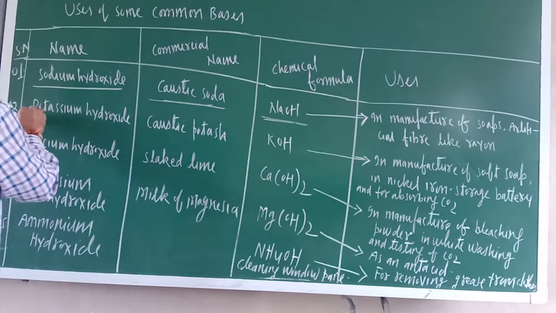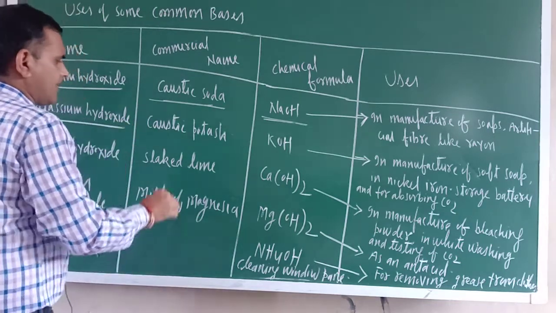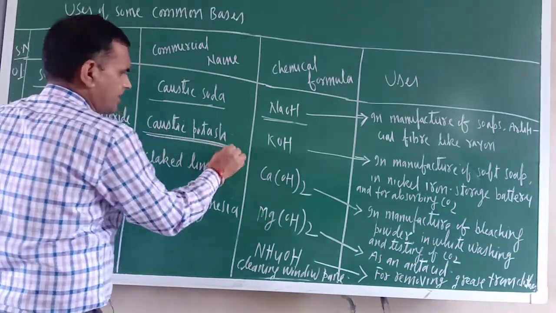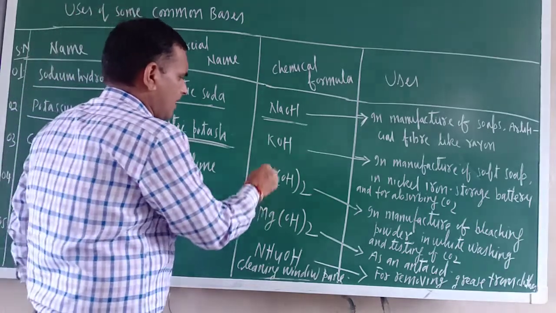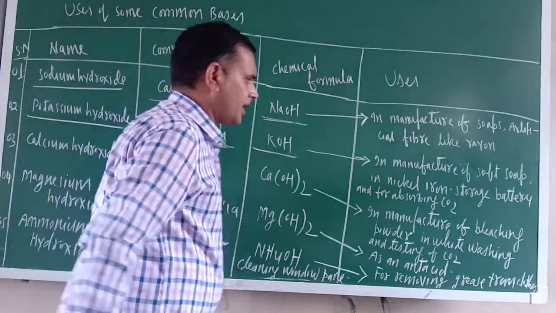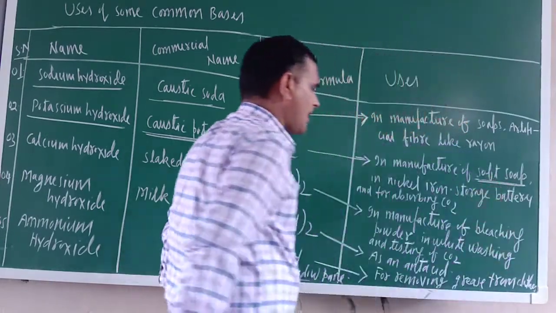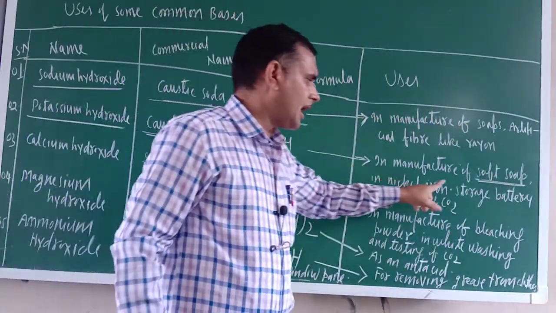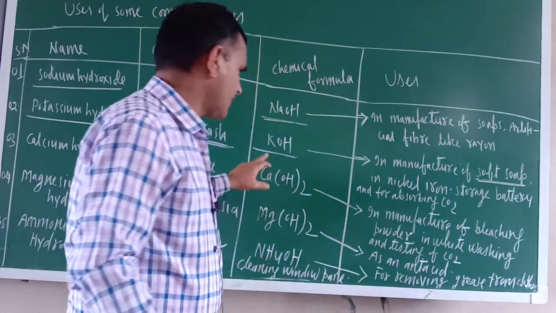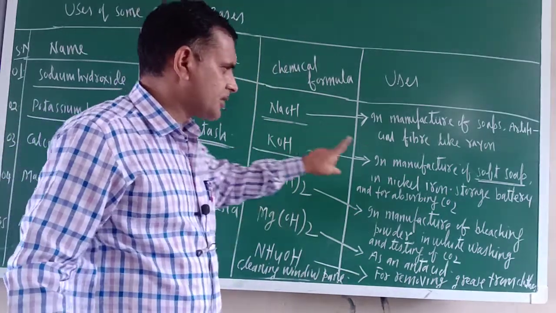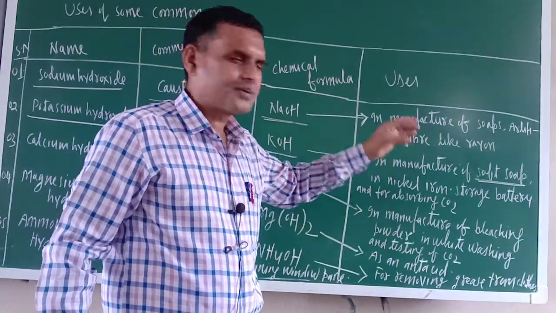Next one is potassium hydroxide. What is the commercial name of this one? Caustic potash. What is the chemical formula? KOH. It is used in manufacture of soft soap and in nickel iron storage battery. What is KOH used for? The first use is in manufacture of soft soap.